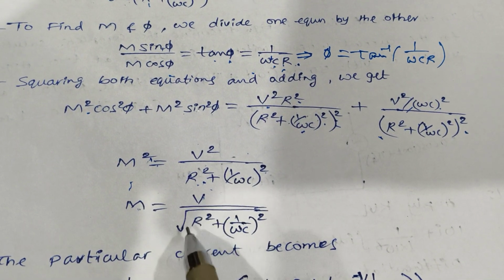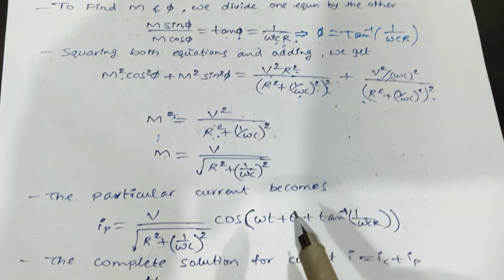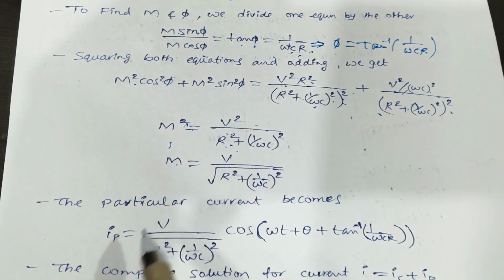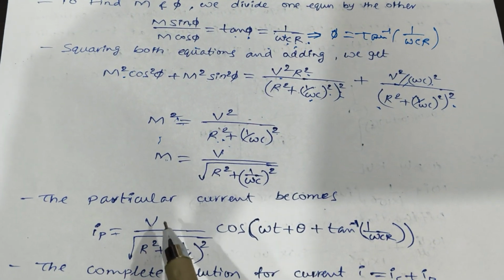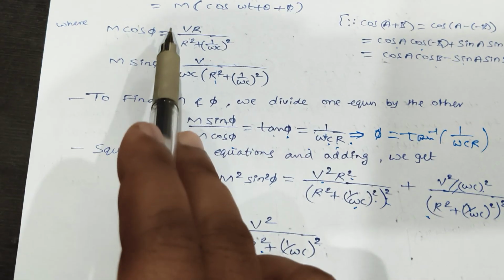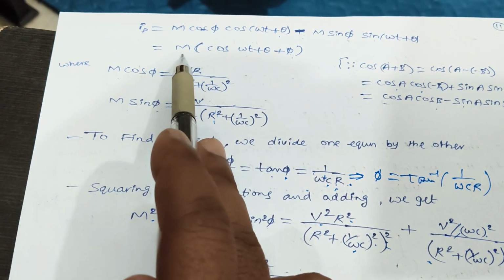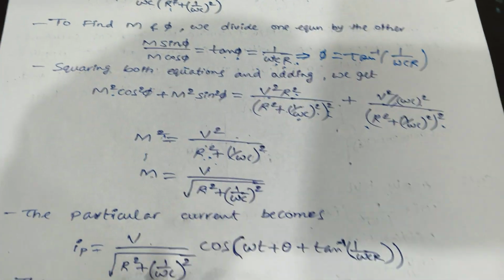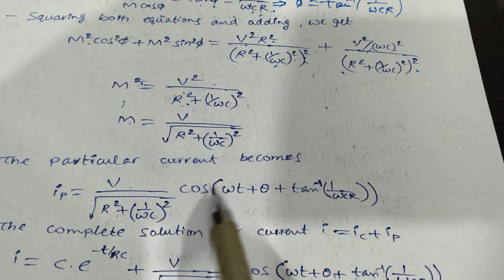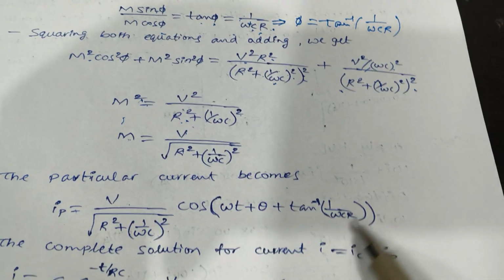Square root of V square is nothing but V, and square root of R square plus (1 by omega C) square. The particular current becomes, by substituting this M and phi values, I_P is equal to V by under root of R square plus (1 by omega C) square, cos of (omega t plus theta plus tan inverse of 1 by omega C into R).